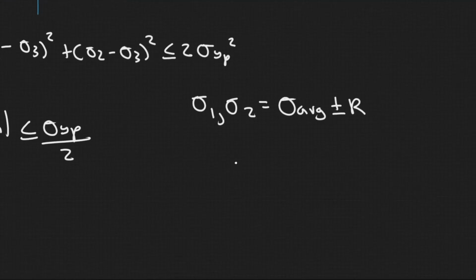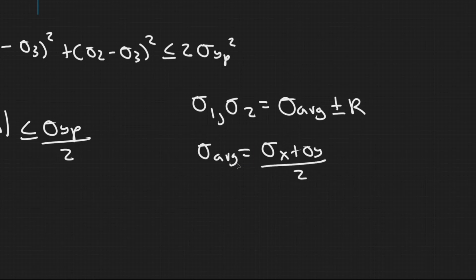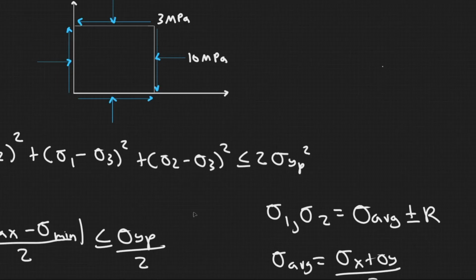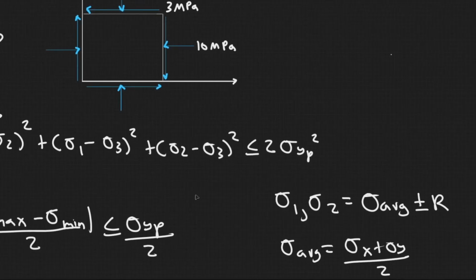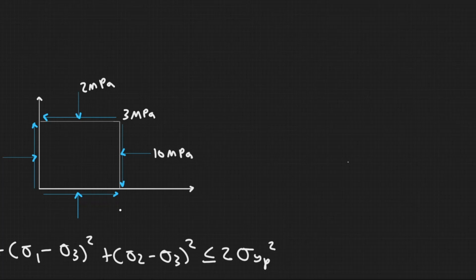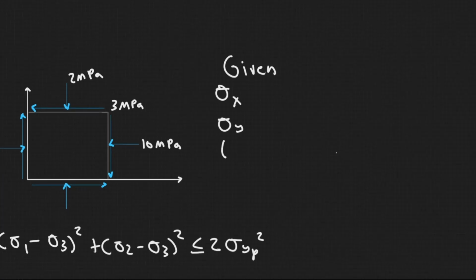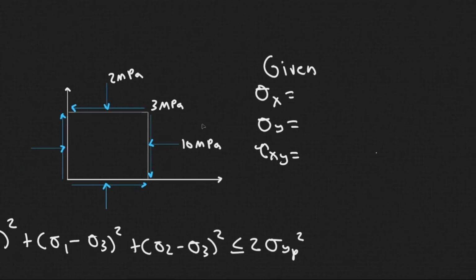Starting off with sigma average, the formula for it is sigma x plus sigma y over 2. And so now what we need to find is sigma x and sigma y and the shear. Let me just write this out here. So let's look at our diagram. We have to find sigma x, sigma y, and I know I said sigma z earlier, I actually meant the shear. So we have our shear stress, and our x and y sigma stress. So let's go ahead and solve for that.